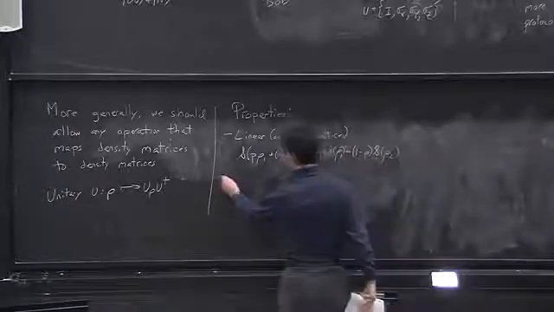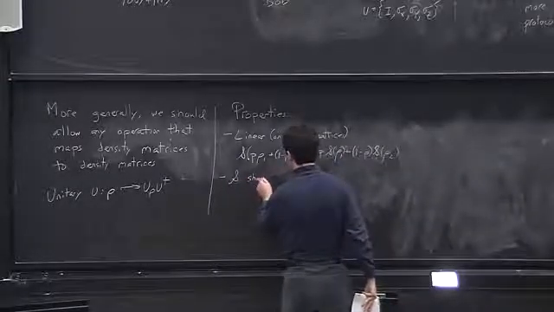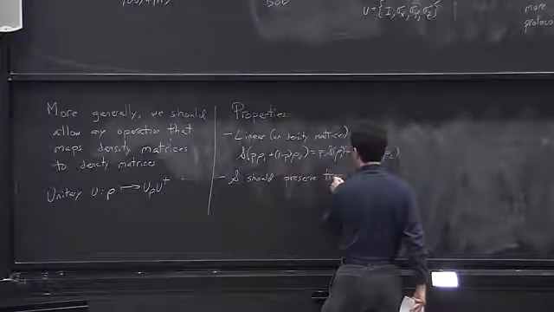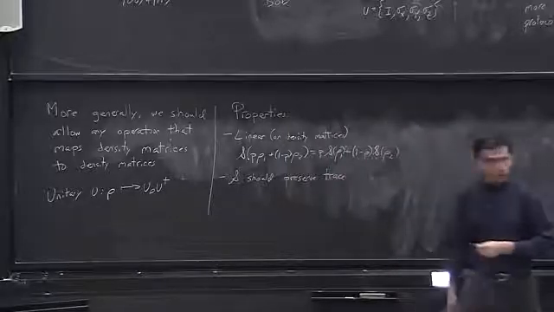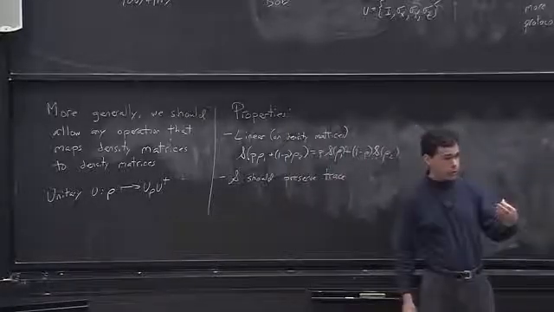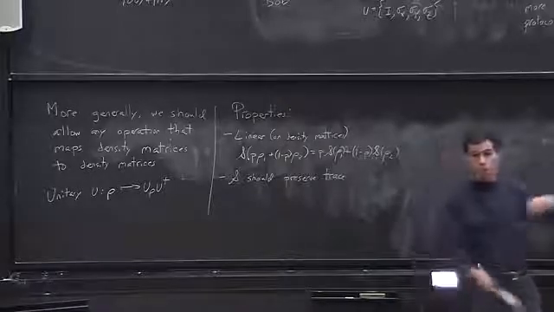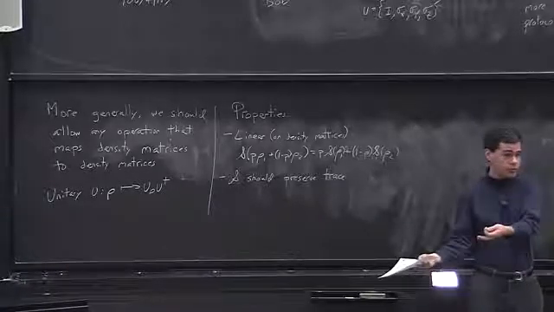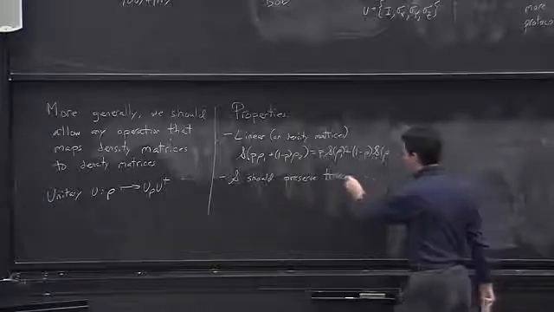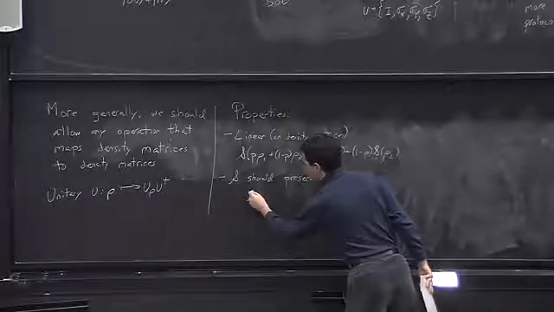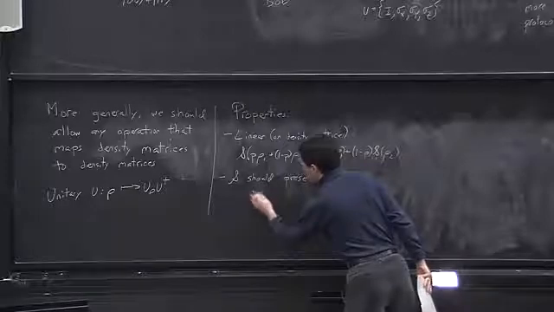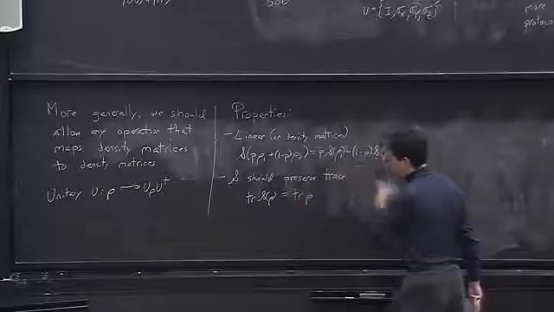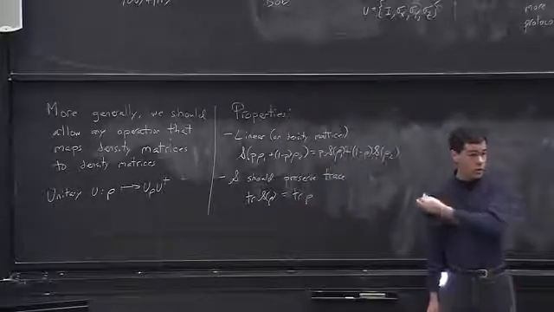So let's see what else. S should preserve the trace. If you have something that starts with trace 1, which means the total probability of something happening when you make a measurement is 1, then the output density matrix should also have trace 1. This is to conserve probability. So trace of S of rho is equal to trace of rho, which usually is going to be 1, but it would also apply to non-normalized density matrices.